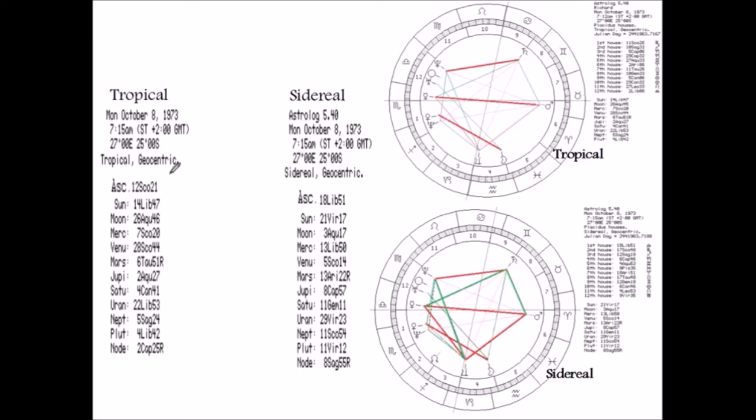You see here, the ascendant is very important, and you can see that the ascendant was 12 degrees Scorpio in the Western system. And when we subtract the Ayanamsha and convert the tropical to the sidereal, then we get 18 degrees Libra as the ascendant in the sidereal zodiac.